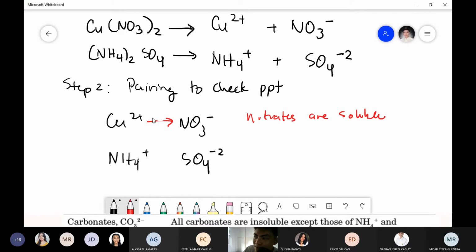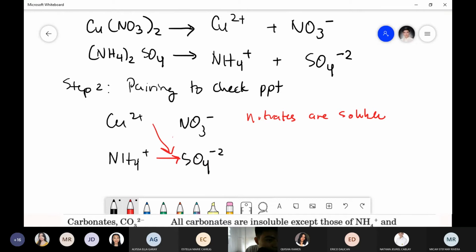Ibig sabihin, wala tayong precipitate na mabubuo. Okay? Whether ito yan or ayon, no precipitate yung mabubuo. Kasi yun yung sabi sa rule eh. Nitrates are soluble. Okay, so bigo tayo kay nitrate. Now, let's proceed with the next one, sulfate. Okay. So, let's begin with sulfate.